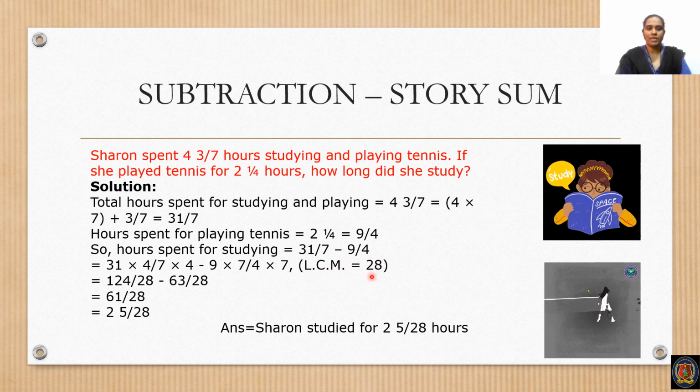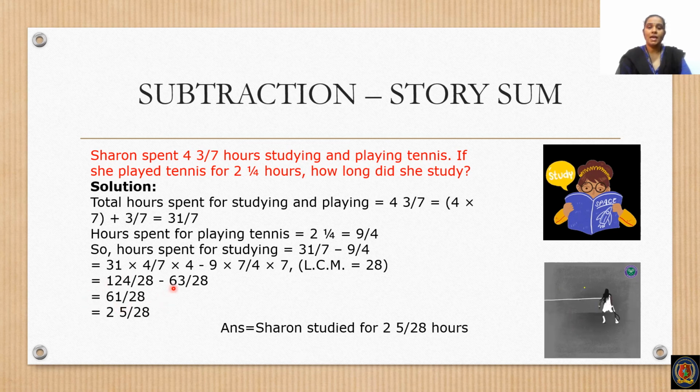The LCM is 28. So we get 31 into 4 by 7 into 4, minus 9 into 7 by 4 into 7. We are multiplying 7 by 4 so that we get 28. We are multiplying 4 by 7 so that we get 28. We will be getting 124 by 28 minus 63 by 28. So the denominators are the same here. Keep it as 28. Subtract only the numerators. 124 minus 63 gives you 61.